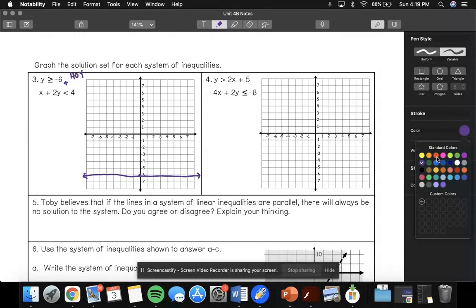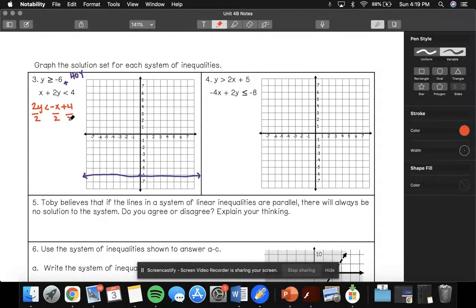And then we have this second one. I need to move the x over. Then I need to divide by the 2. Because I'm dividing by 2, I don't need to flip the sign or anything, so I have -1/2 x plus 2. So I'm going to start at 2. I'm going to go down one, right 2, excuse me. This is going to be a dashed line because it's a less than. And then it is going to be anything below this.